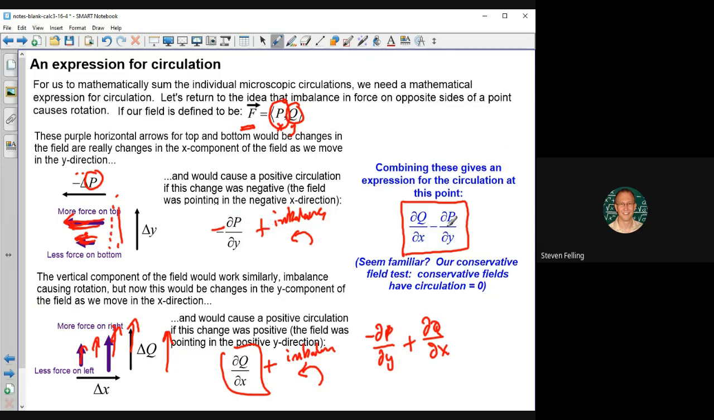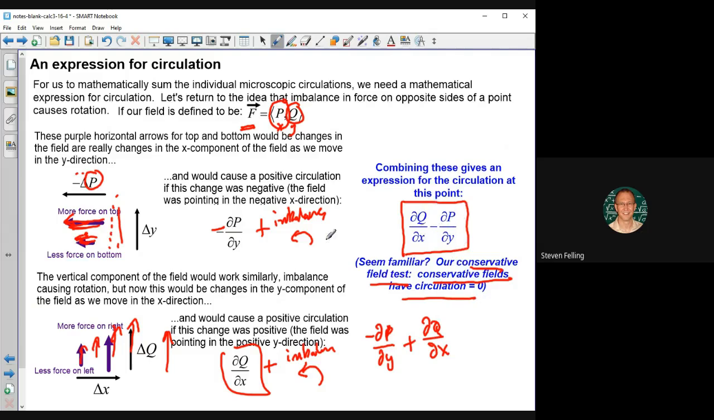Okay, does it seem a little bit familiar? Because it's really close to our conservative field test, right? We said that if partial Q with respect to x equaled partial P with respect to y, that meant that we had a conservative field, and we know conservative fields, therefore, have a circulation of 0, because these two things would be equal.